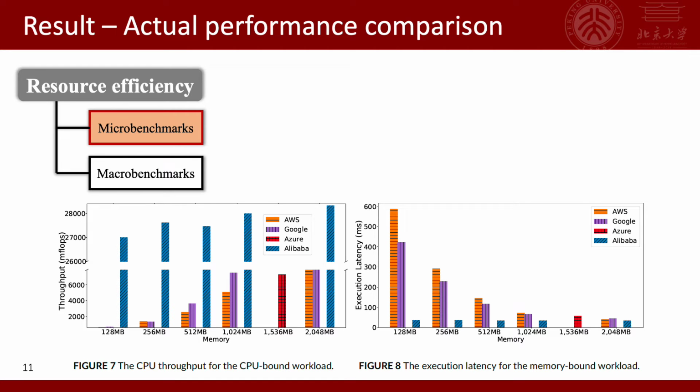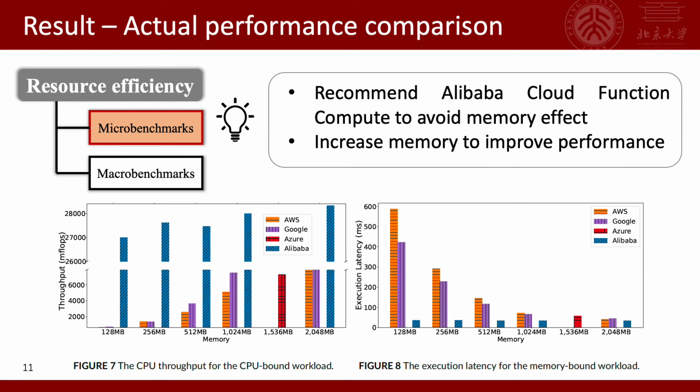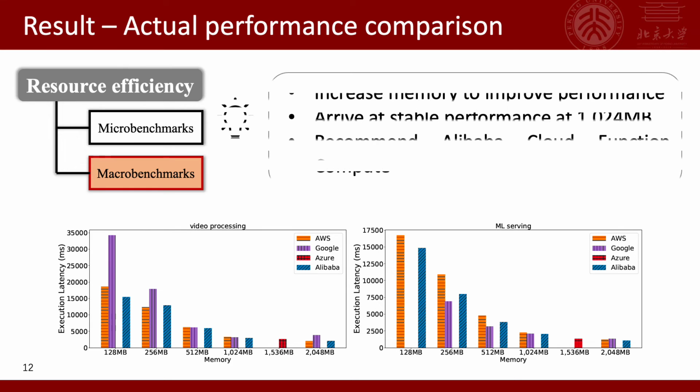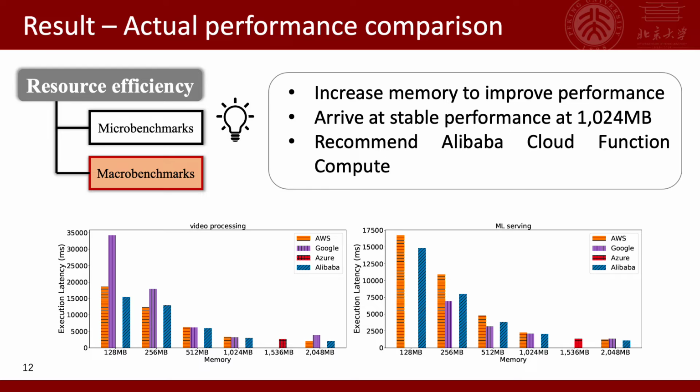In resource efficiency experiments, we apply different types of benchmarks to compare performance. For compute-intensive and memory-intensive workloads, each platform performs differently. Developers can get more computing power by allocating more memory, but they need to make a trade-off between performance and cost. For complex workloads, developers can allocate more memory to improve performance. These platforms can achieve relatively stable performance when memory size is set above 1 GB. According to our results, Alibaba Cloud Function Compute has a better ability to handle complex workloads.